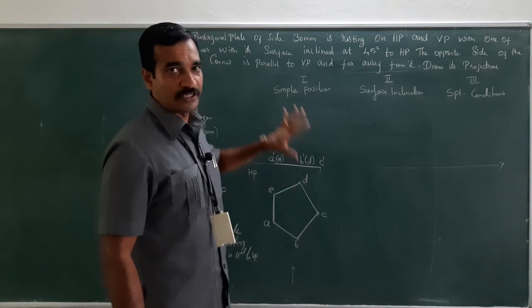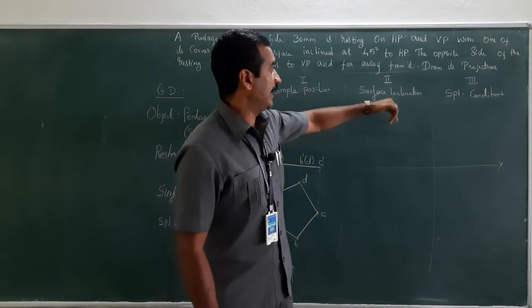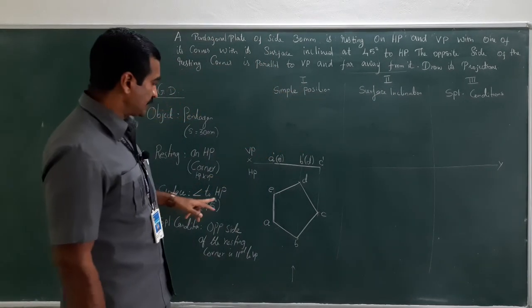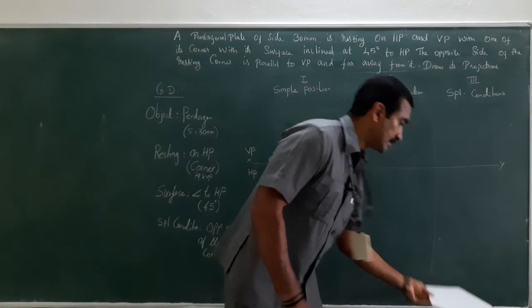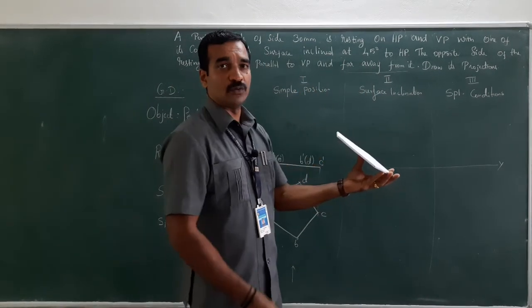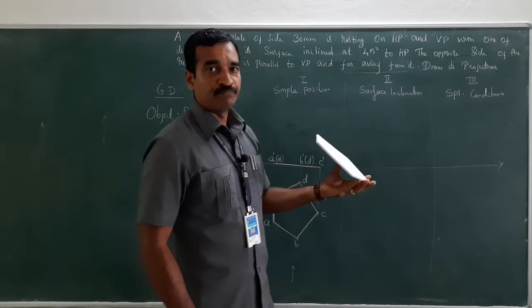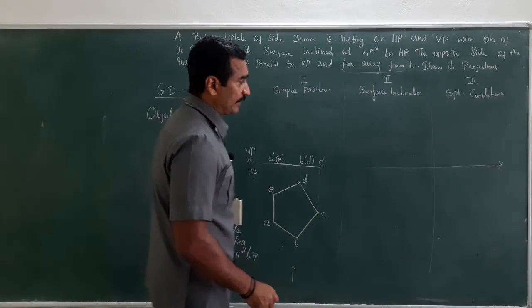Right. Now simple resting or simple position is over. Let's move to the next stage, that is surface inclination. Here the surface is inclined to HP 45 degree. Right. Surface is inclined to HP, this is how. So in the front view you could see the inclined line, right, of 45 degree.